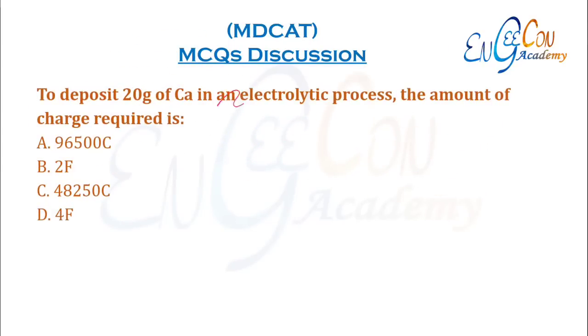To deposit 20 grams of calcium in electrolytic process, the amount of charge required is. So calcium ion requires 2 moles of electrons to get deposited in 1 mole. So 2 Faraday of charge deposits 1 mole, that is 40 grams of calcium. So 20 grams of calcium would be deposited by 1 Faraday of charge, which is equal to 96500 coulombs. So A is the correct option.